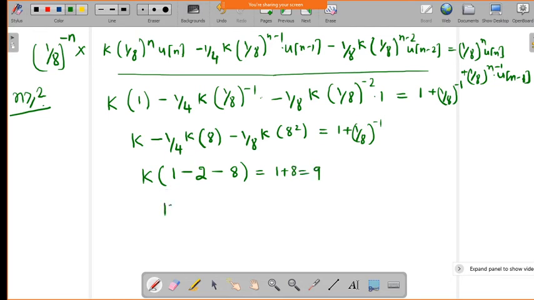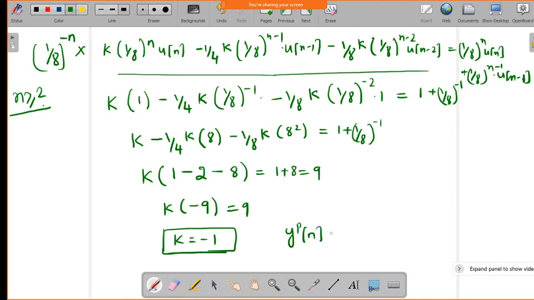Okay. So here k into, so minus 10 and plus 1, it is minus 9, which is equal to plus 9. So k value, you will get it as minus 1. Okay. So now we got the particular solution with the k value minus 1. So what is the particular solution? yp of n is equal to minus 1 into 1 by 8 power n into u of n.